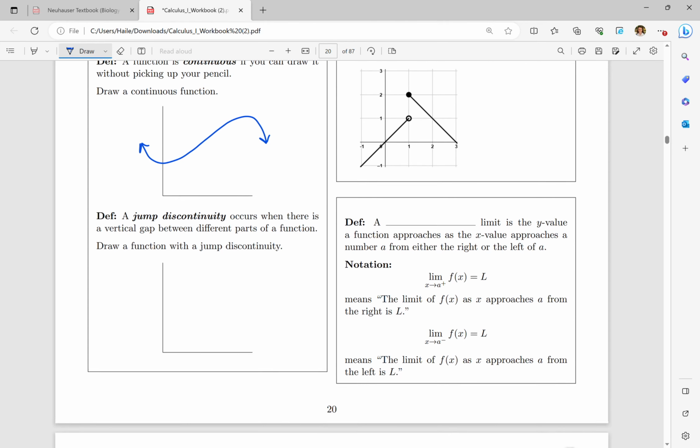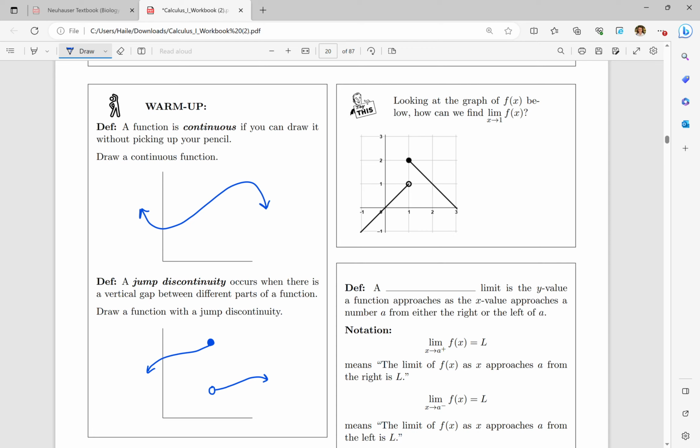A jump discontinuity occurs when there is a vertical gap between different parts of a function. So something with a jump discontinuity might look something like this. We have one branch that ends in a closed circle and another branch that ends in an open circle. We couldn't have two closed circles, because then we wouldn't have a function: we'd have one x value with two different y values. But as long as we have one open circle and one closed circle at some x value, and those are split up, that gives us a jump discontinuity.